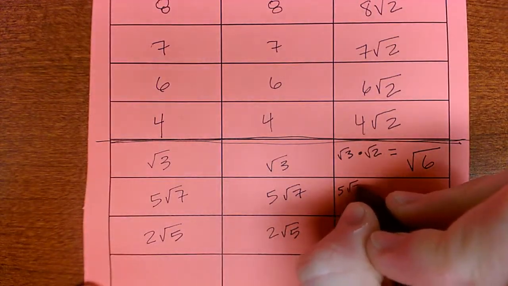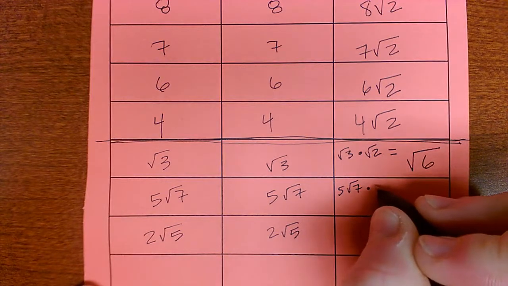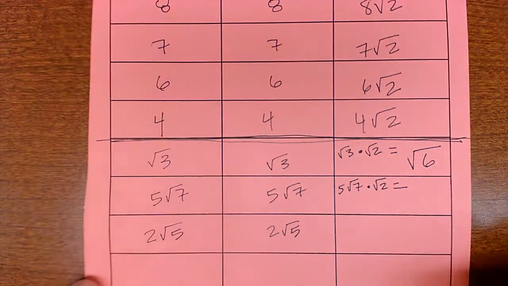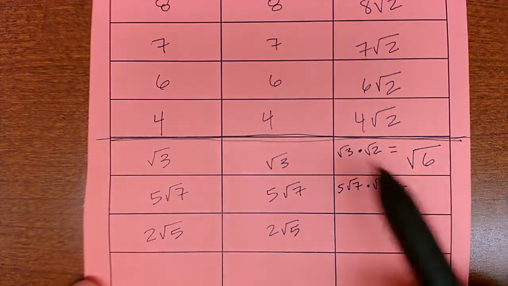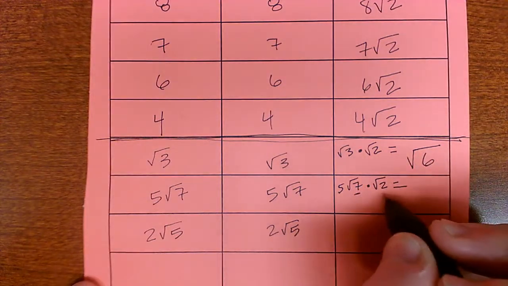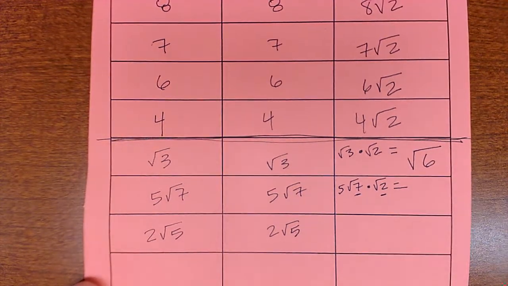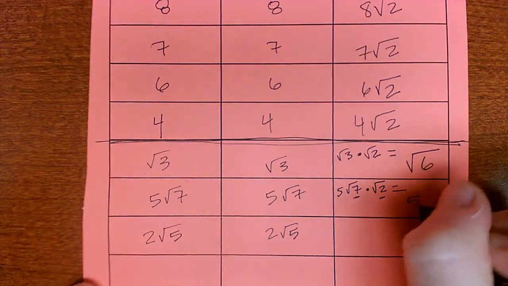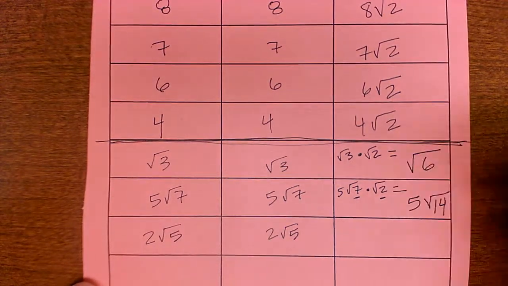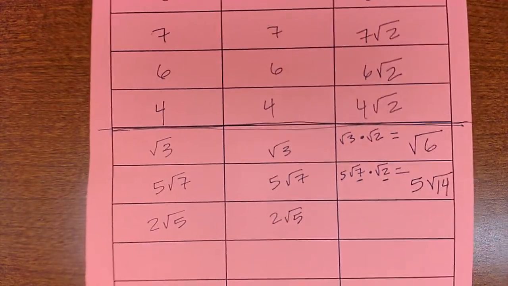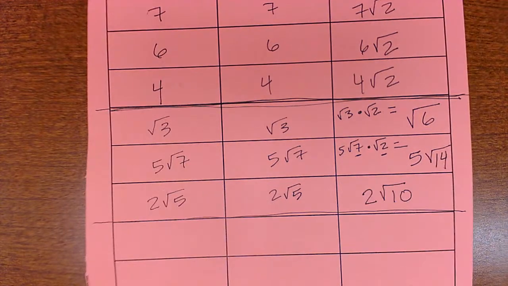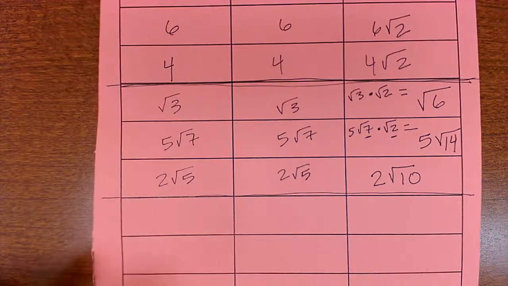Okay, we're going to do the same thing here and multiply 5 square root of 7 times the square root of 2. The only like terms I have here are 7 and 2, the ones inside. So we're going to leave that 5 on the outside, and this becomes the square root of 14. So you can pause the video here and go ahead and try that last one. Okay, and here is our answer, 2 square root of 10 is what you should have gotten.